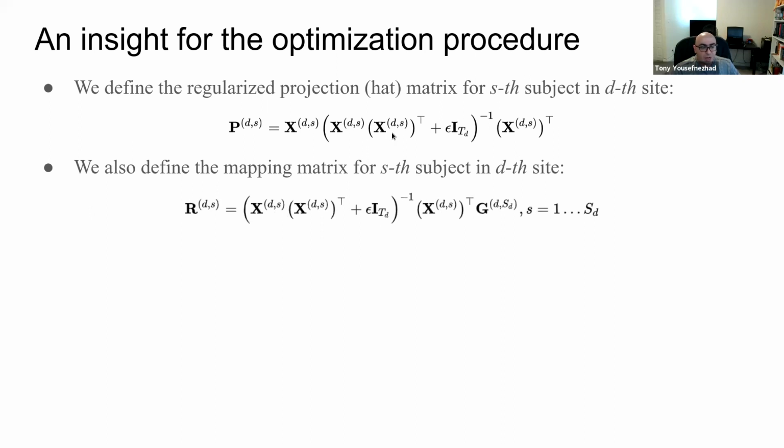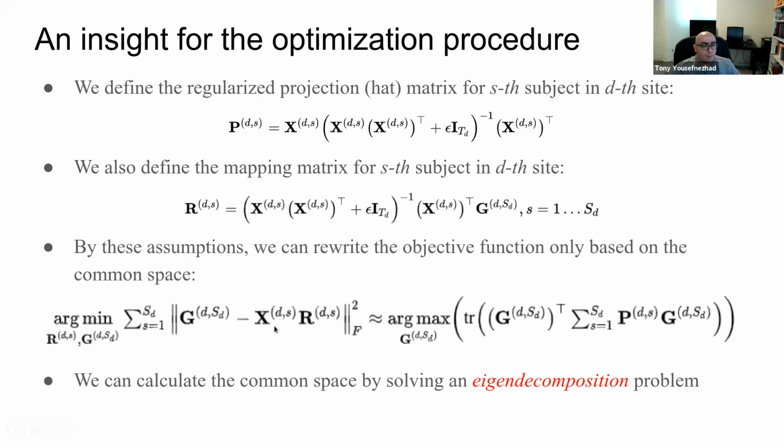Based on these two assumptions, if we substitute these two things in our proposed objective function, we can remove the R here and then arrive at something like this. The reason we put this symbol here is that this objective function is not exactly equivalent to this one. The difference is this regularization term.